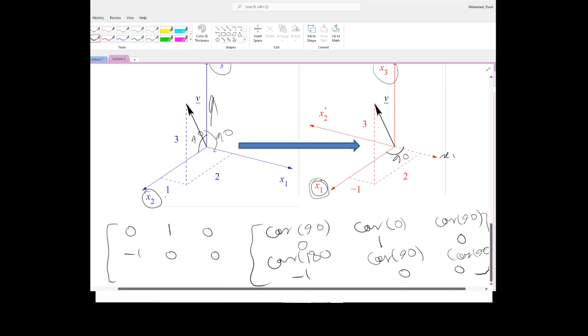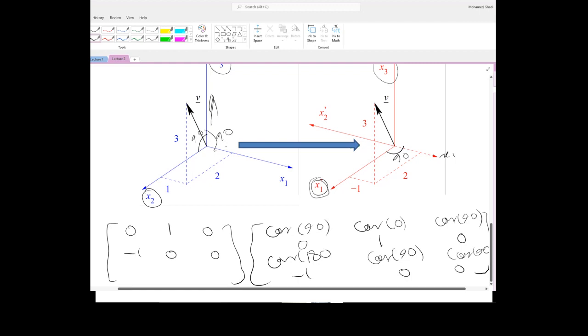Okay, Fabian, can you ask the question again? x3 doesn't move, yes. The angle is 90 degrees with what? I'll just write it here and tell me if you agree with this or not.